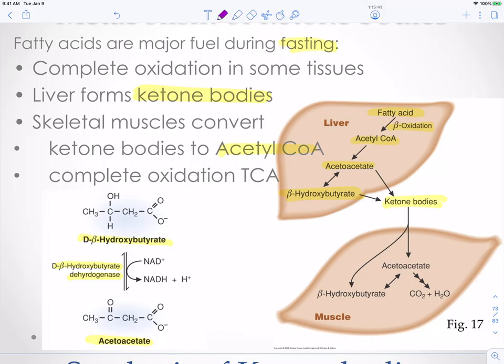Now, if you look at the pathway, acetoacetate goes to acetyl-CoA. So when you are catabolizing ketone bodies, if you have acetoacetate, it's just a simple step back to acetyl-CoA. If you're metabolizing beta-hydroxybutyrate, you have to go through acetoacetate in order to generate acetyl-CoA. That's shown here, where the beta-hydroxybutyrate has to go through acetoacetate and then can become acetyl-CoA.